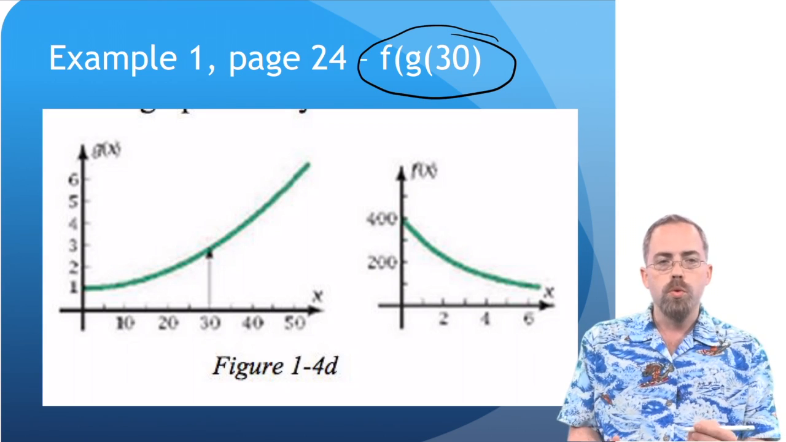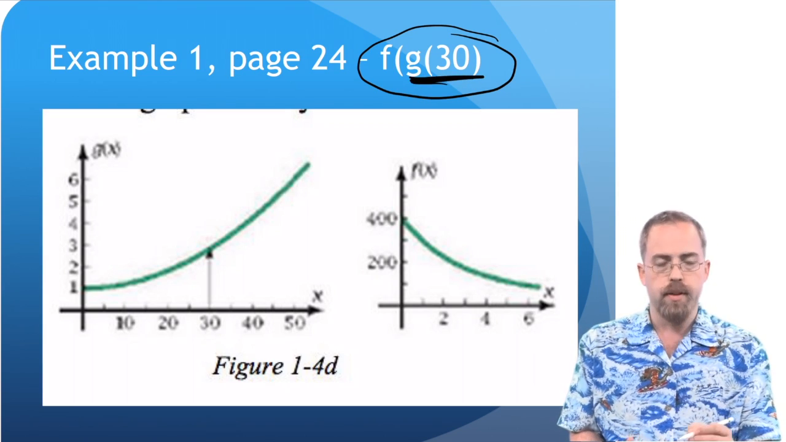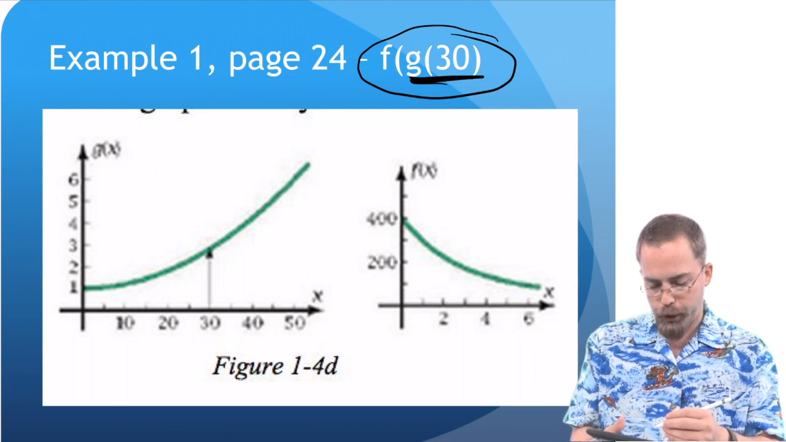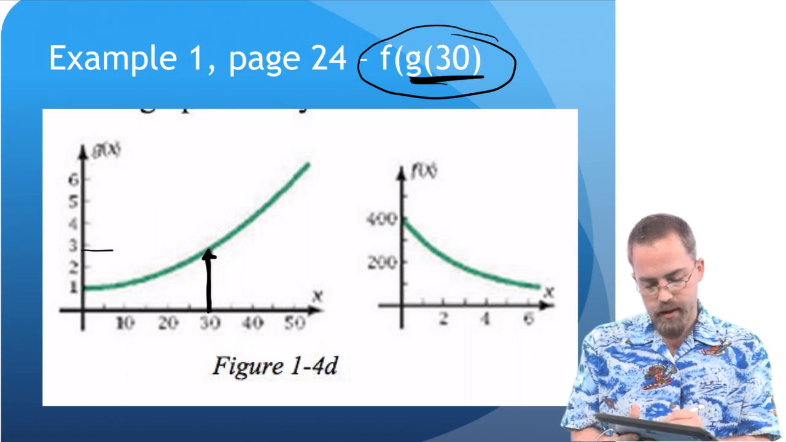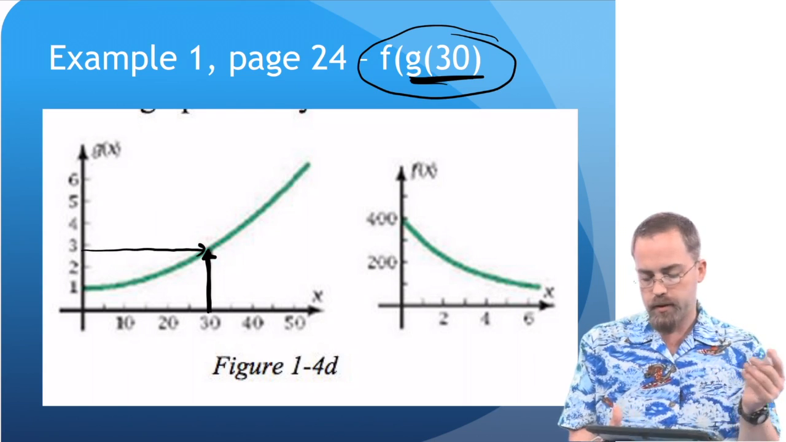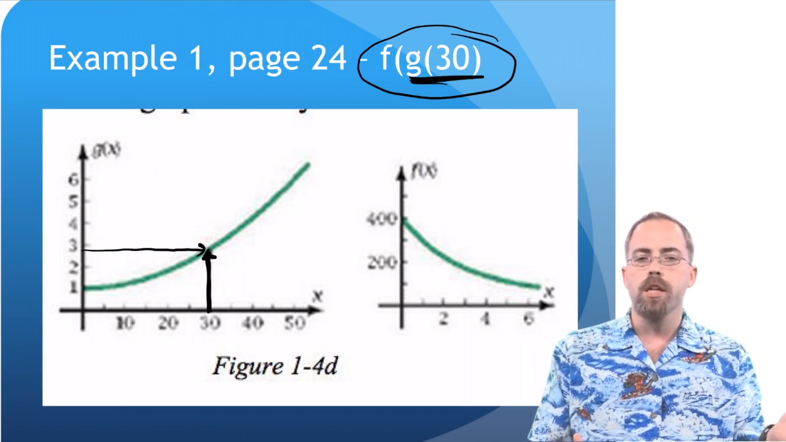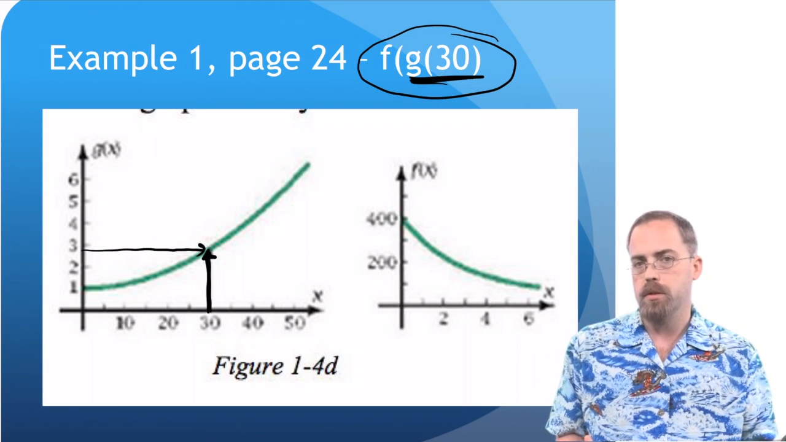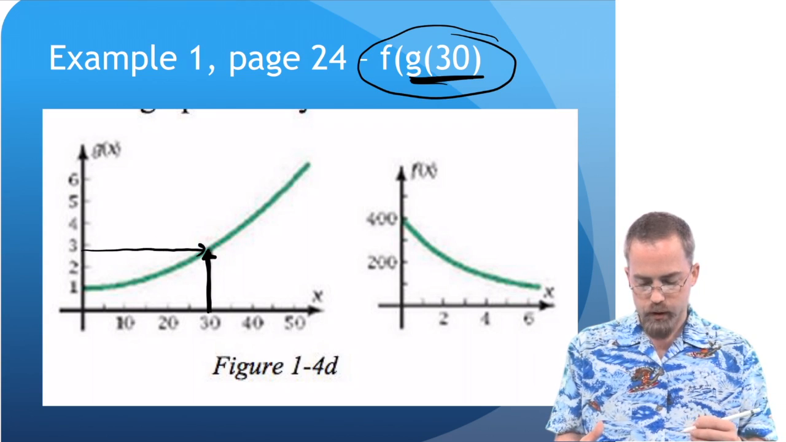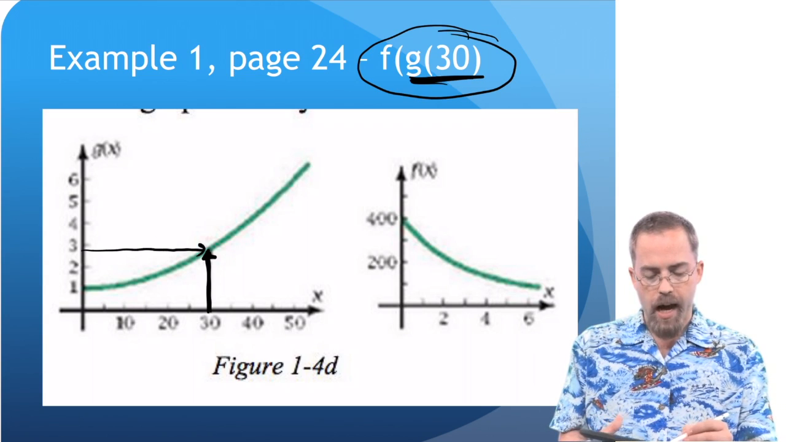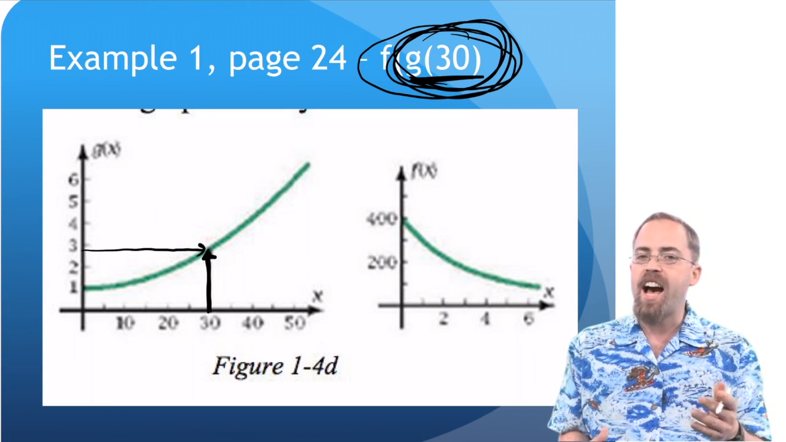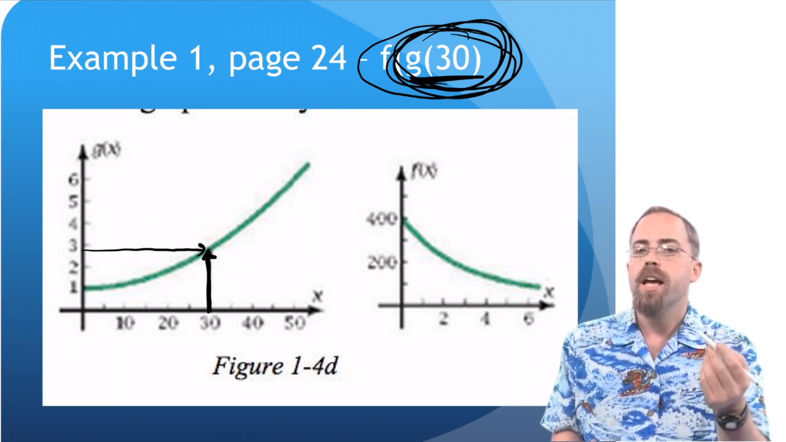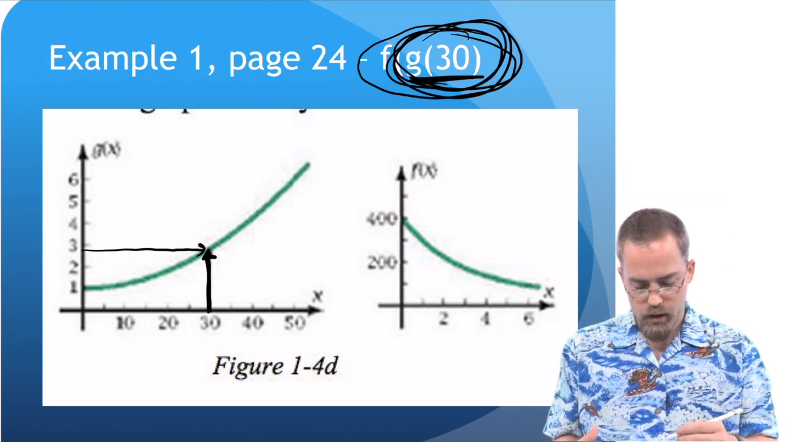So what I do is I start on the inside. I find g of 30, which means I take my input, my independent variable, and I make it 30. And then I see that my output there is about 2.8-ish. It's hard to tell with your eyeball, and I'm not going to hold you to precise numbers. But that is the output from g of x, the inside part.